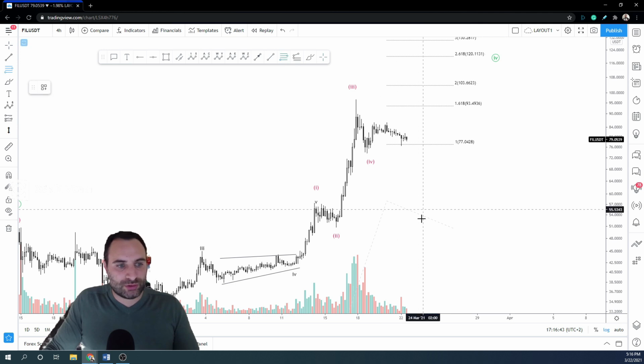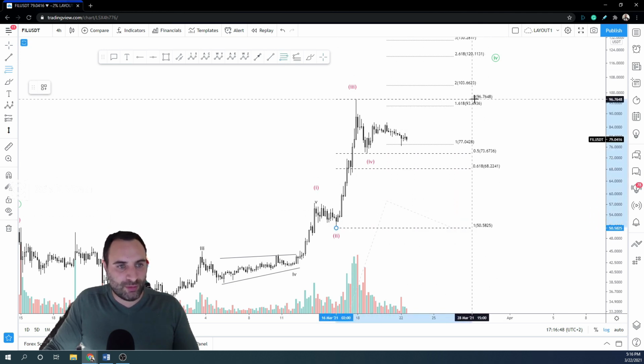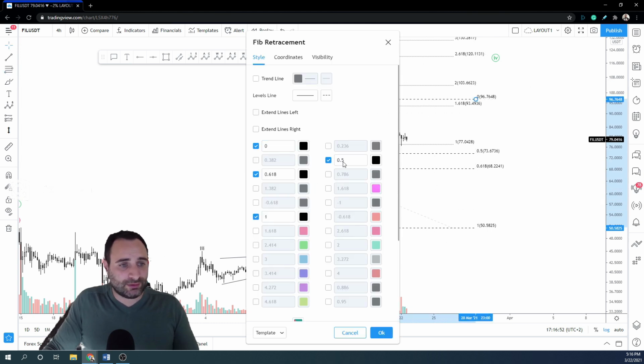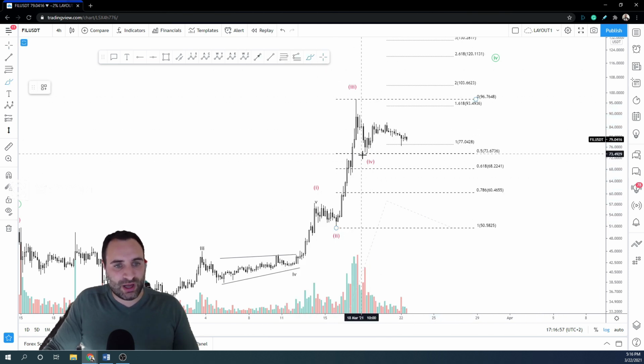The first thing we need to do is go and draw a Fibonacci retracement from the low to the high. This is just for wave three, guys, okay? And to understand exactly where we are. Now, the Fibonacci retracement tells us that we have done the 50 Fibonacci retracement of wave three, right?